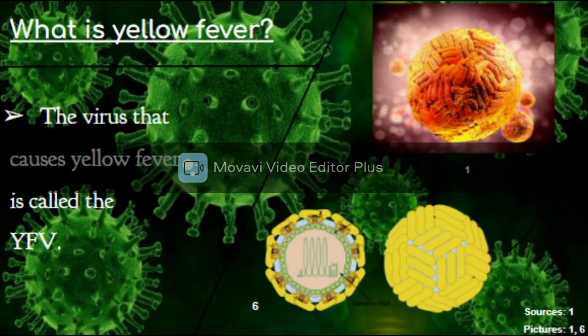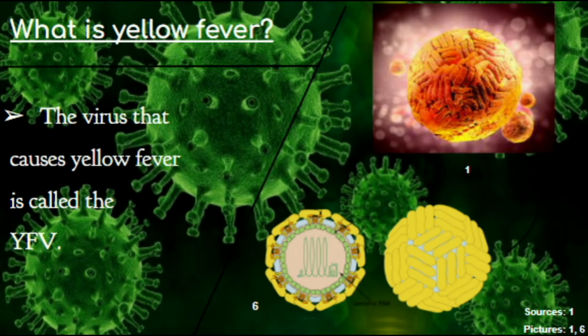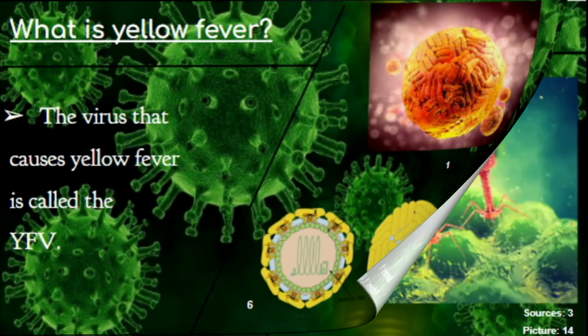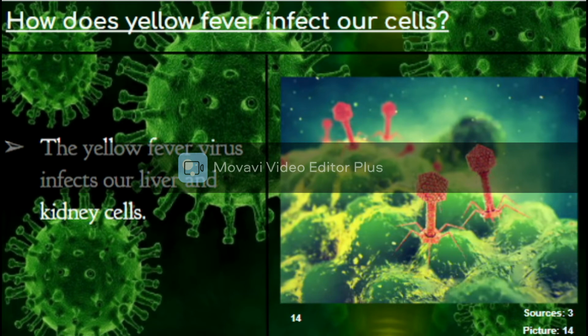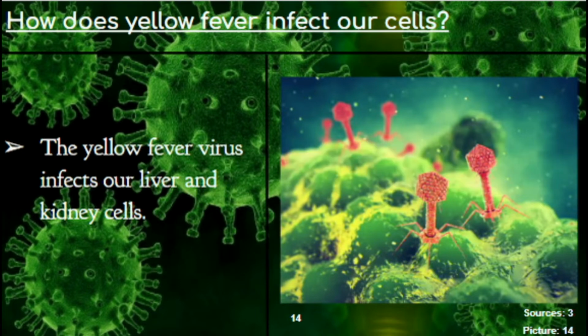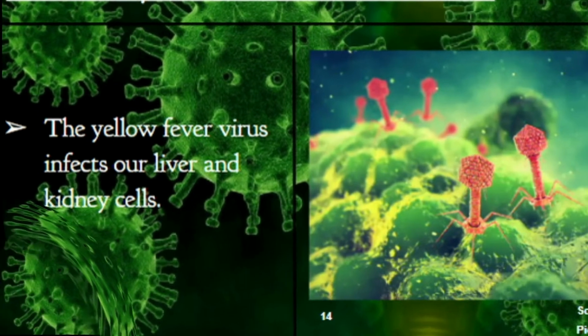The yellow fever virus is 35 to 40 nanometers in diameter and has the shape of an icosahedral capsid, and its genus is Flavivirus. The yellow fever virus is an envelope virus that infects our kidneys and liver cells. The yellow fever virus infects our cells by receptor-mediated endocytosis, which is basically the process in which the virus infects the cell with nucleic acid and other fluids, making the cell reproduce more viruses and eventually bursting, killing it in the process.